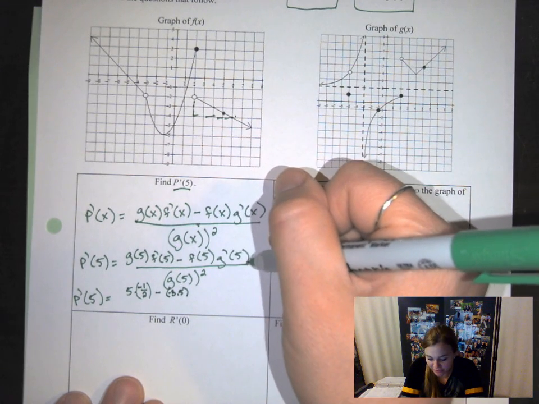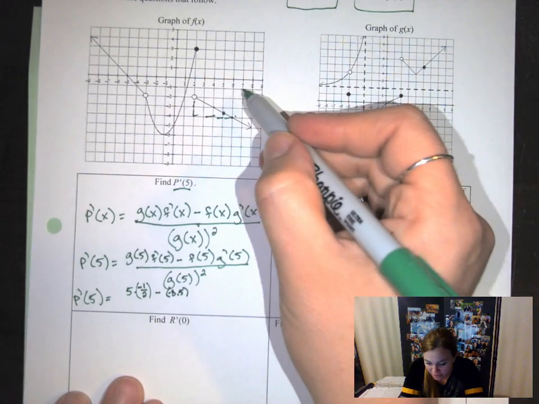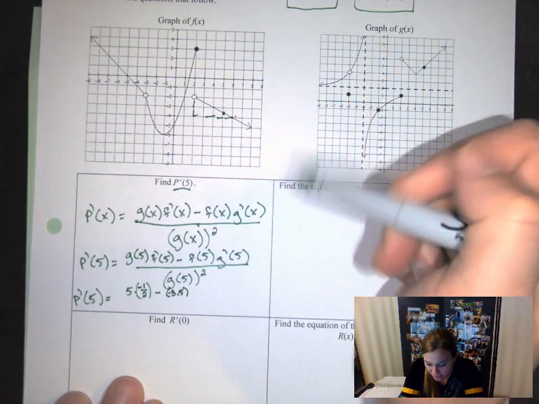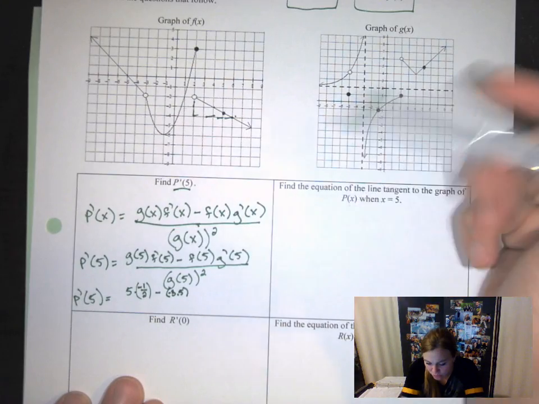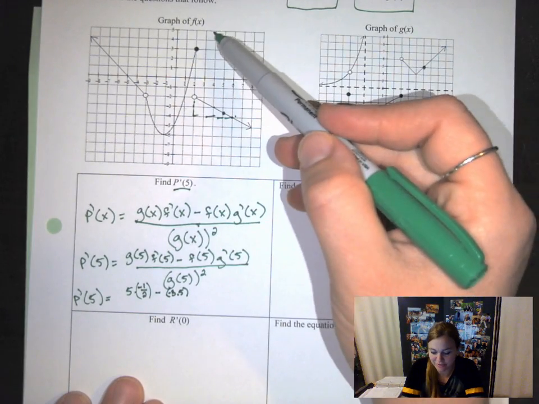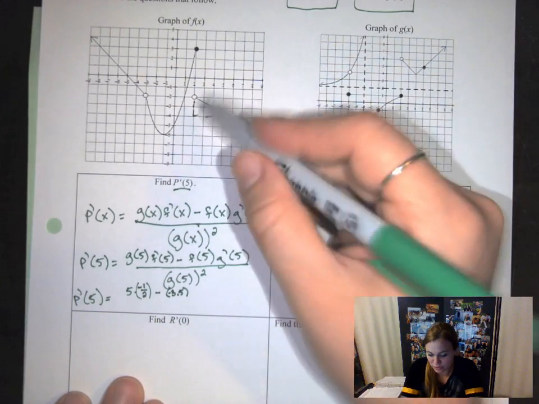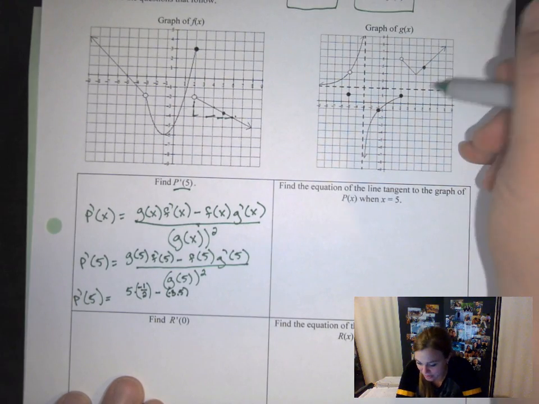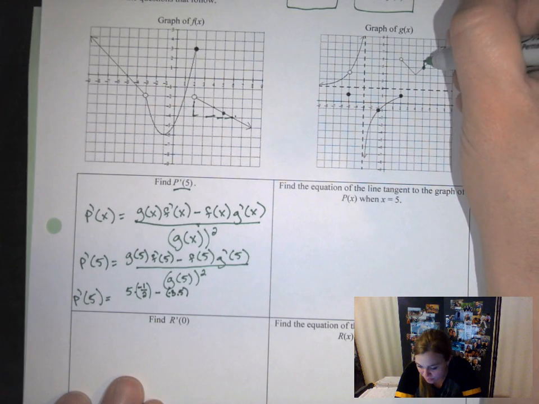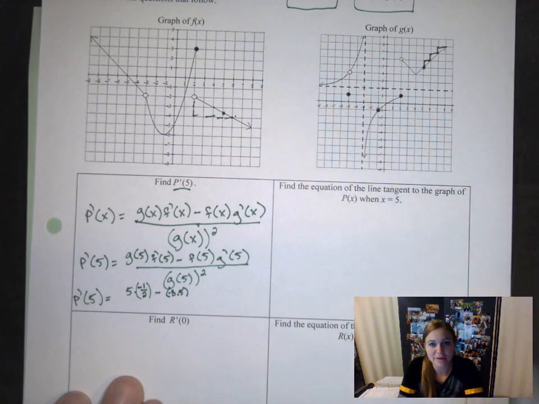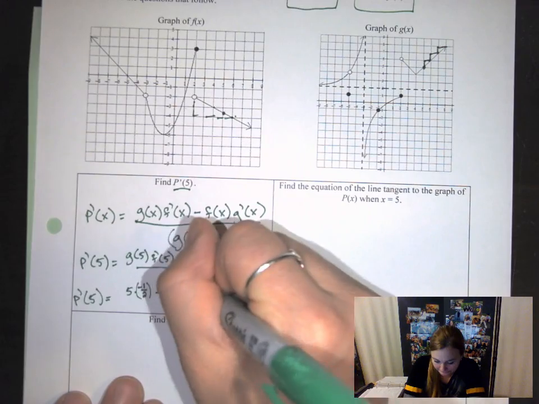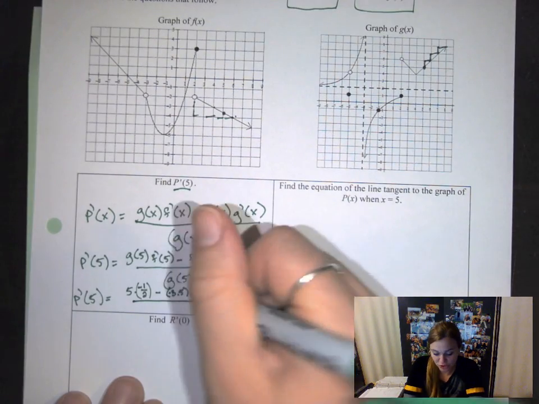G prime of 5 is going to be, oh wait, I almost did it. This is f prime of 5 that I was going to look at, but I want g prime of 5. So I'm going to go over here, and I can see the slope. I go up 1, right 1, up 1, right 1. My slope is just 1. So be really careful which graph you're looking at.